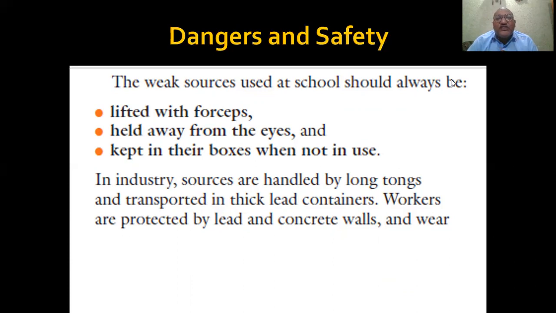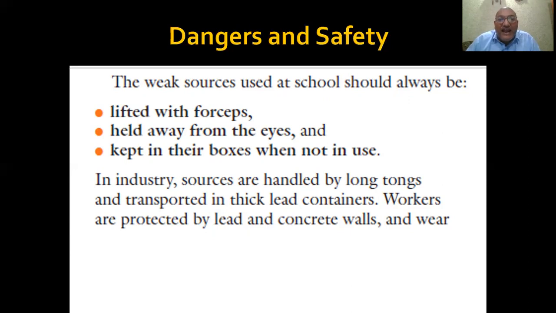The weak sources used at school should always be lifted with forceps, held away from the eyes and kept in their boxes when not in use. The boxes are made of lead, and we always put the radioactive material in those boxes because the radiation cannot pass through a thick sheet of lead. In industry, sources are handled by long tongs and transported in thick lead containers.